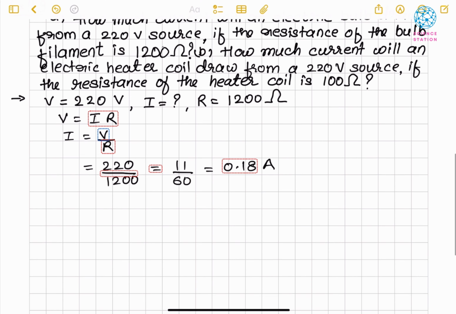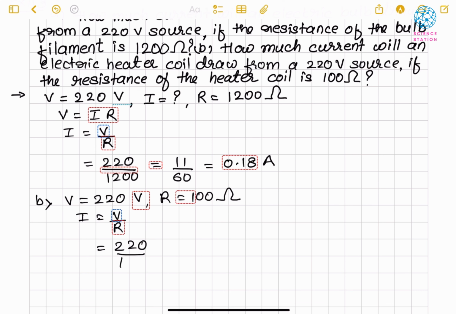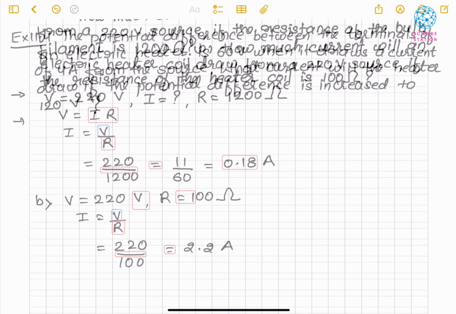Now moving ahead to the B part, it is said V equal to 220 volt, R is 100 ohm. So again I equal to V by R. That will be 220 upon 100, so this will directly come to 2.2 ampere. So I got both the answers.